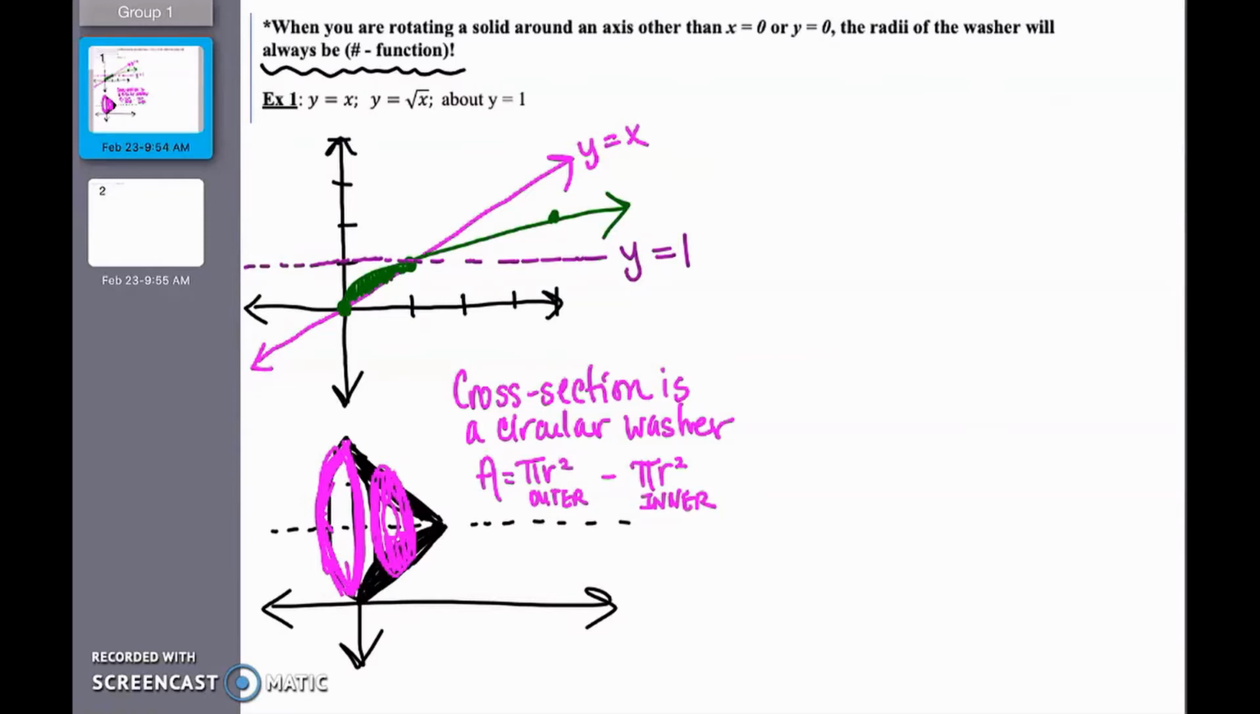Okay, but now I come back up to my instructions where it says that the radii of the washer will always be the number minus the function. Well, in this case, the number is y equals 1, right?